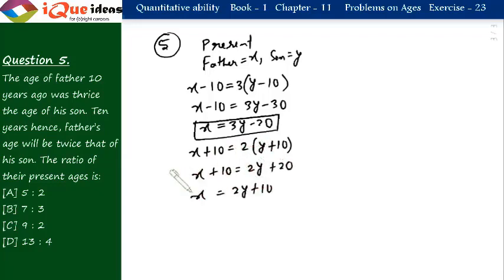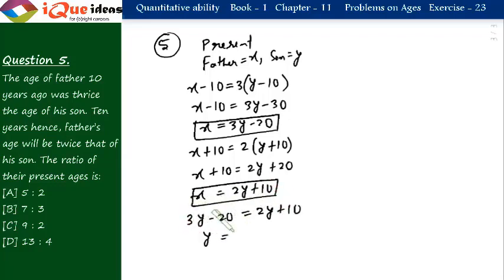Now, equate them to get 3y minus 20 equal to 2y plus 10. Bring 2y on the left hand side gives you y. 20 on the other side gives you 30. So, y is equal to 30. Put in any one of them to get x, let's say the second one: 2 into 30 is 60 plus 10, 70. So, the present ages of father and son are 70 and 30. This is son, this is father.